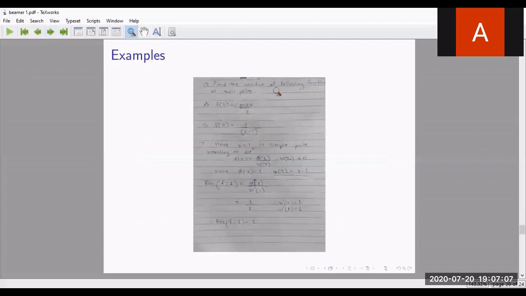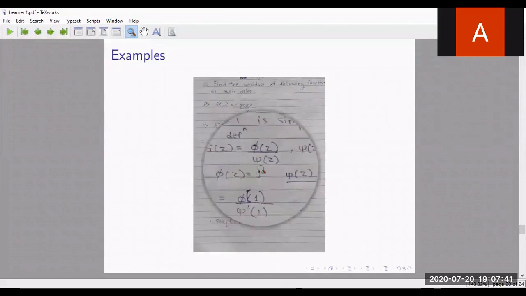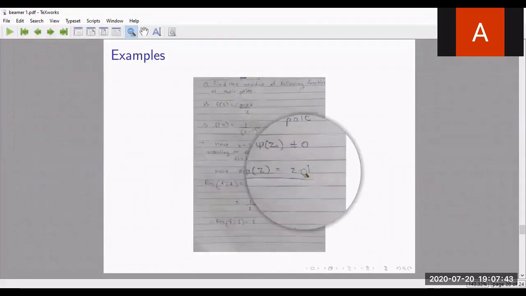Find the residues of the following functions at their poles. Now, whether it is a simple pole or a pole of order n depends upon the function. The first function is 1 by z minus 1, and the degree of z minus 1 is 1, and at z equal to 1, clearly by seeing it we can understand it has a singularity, a simple pole. Now how does it look? Phi of z by psi of z. Here the numerator is 1, so phi of z is 1, and the denominator psi of z is z minus 1.